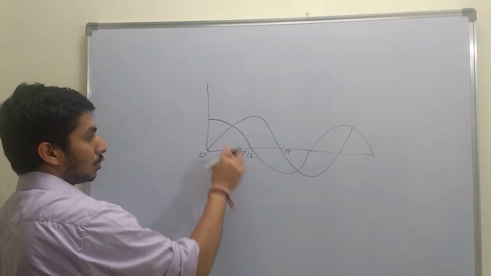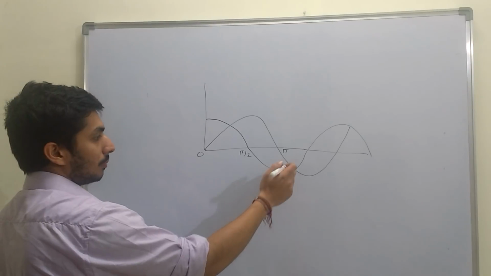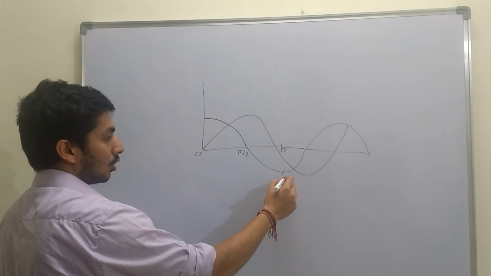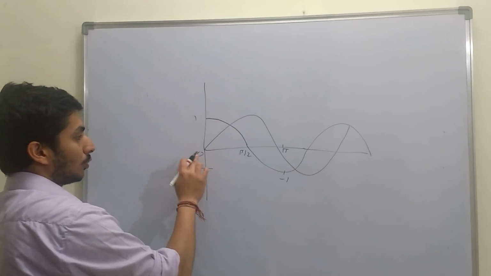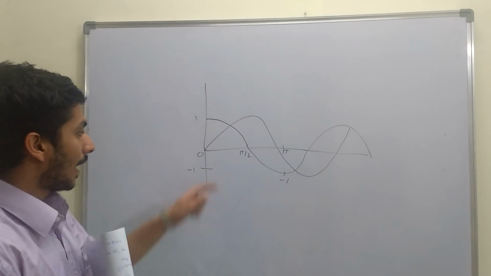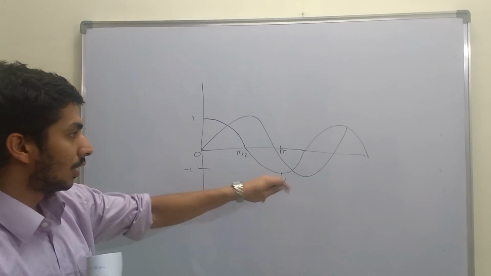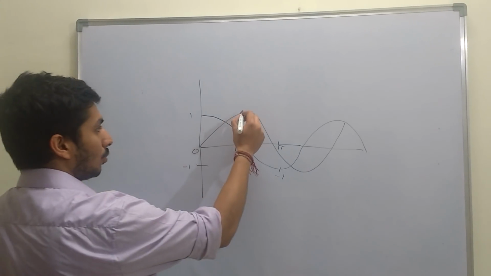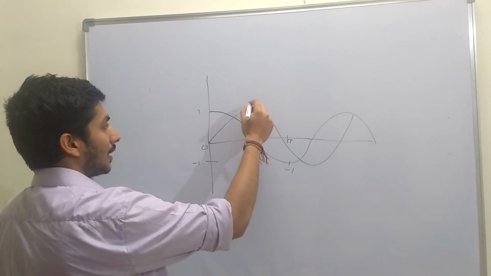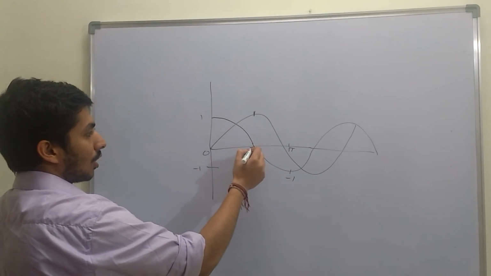The cos value at pi by 2 is 0, right? And cos pi is minus 1. So if I draw over here, this is minus 1, this is 1. So you can see cos 0 is 1, and cos pi is minus 1. Then we have 3 pi by 2 and 2 pi, and so on and so forth. If you see from pi by 2, sine pi by 2 is equal to 1, right? So this is your sine, and this is your cos.